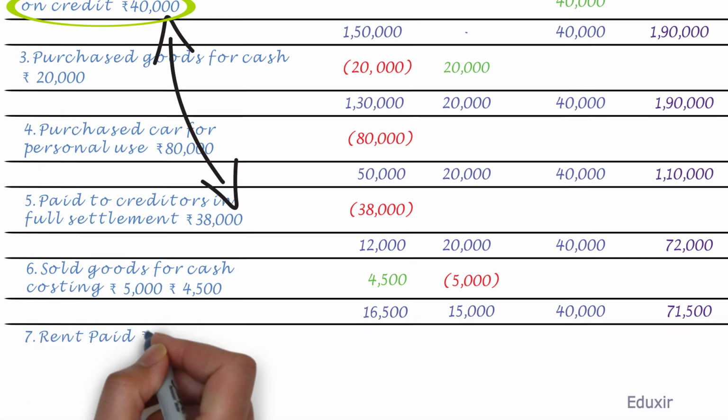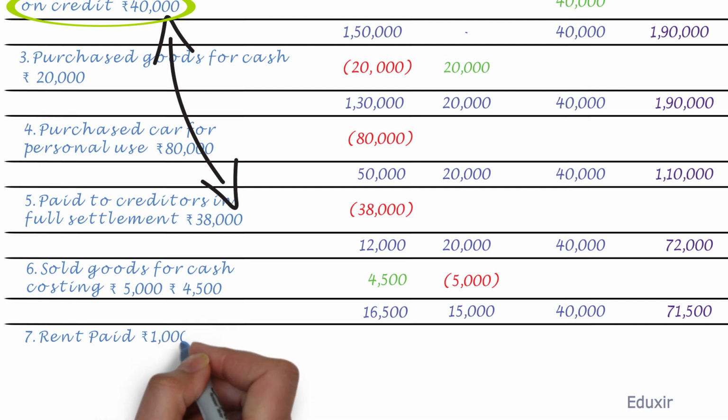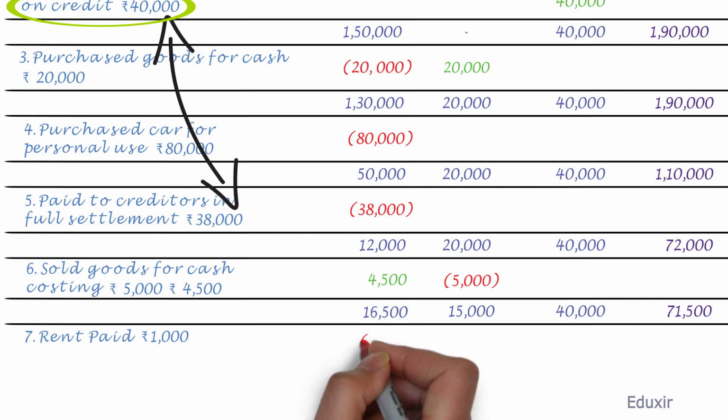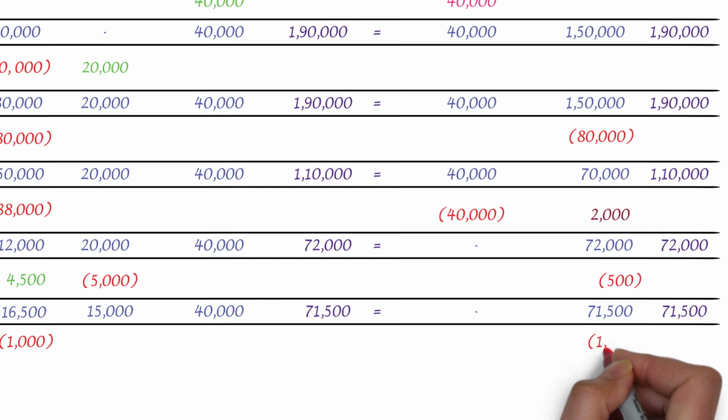Paid rent 1,000 rupees. Rent is an expense. So this transaction reduces the cash asset by 1,000 rupees. Also, these expenses have a tendency to reduce the capital and hence 1,000 rupees should be subtracted from the capital.